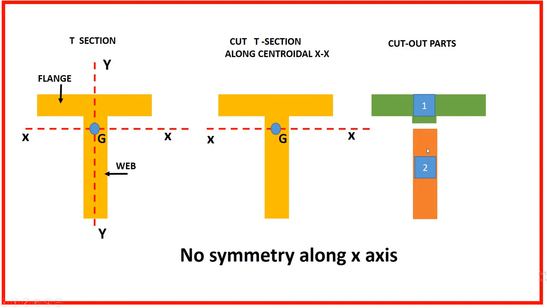Now tell me, are these two parts mirror image of each other? Yes or no? And the answer is no, they are not mirror image of each other. So you can say there is no symmetry along x-axis. Now next.